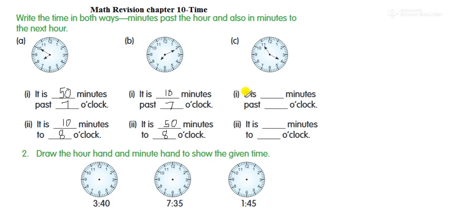Next, part C: it is dash minutes past dash o'clock. Up to here, it is 55 minutes past 3 o'clock. So here the time is 3:55. So it is 55 minutes past 3 o'clock, and so it is 5 minutes to 4 o'clock.